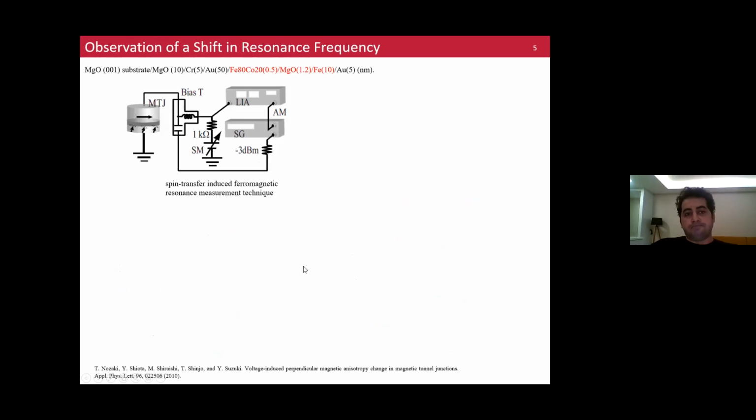So the next experiment is the ferromagnetic resonance measurement. Here there is a spin-transfer-induced FMR technique. In this technique, a signal generator is connected to a bias T, and a source meter is connected to the DC input of this bias T. The bias T is connected to an MTJ device, and the rectified voltage is measured by an analyzer here.